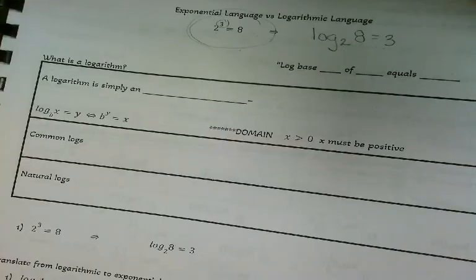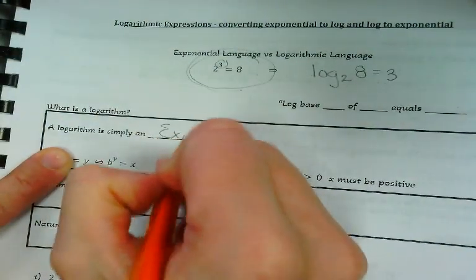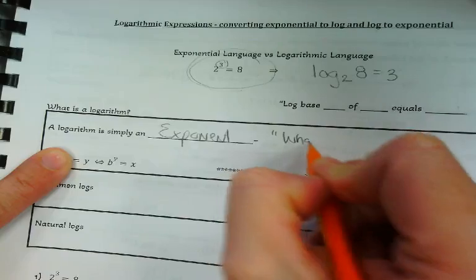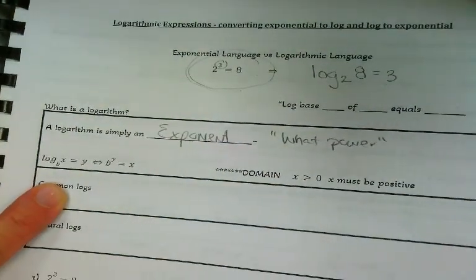Again, this is just super, super quick. A logarithm is just another way to say an exponent. Right? Because we use the phrase what power. A logarithm is simply an exponent.